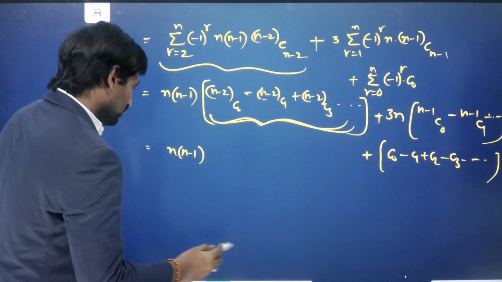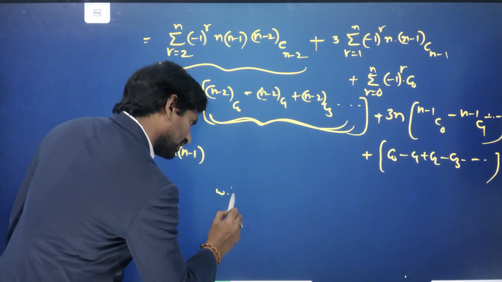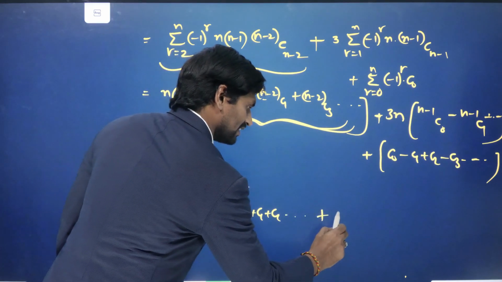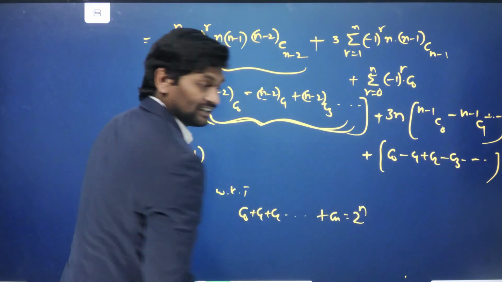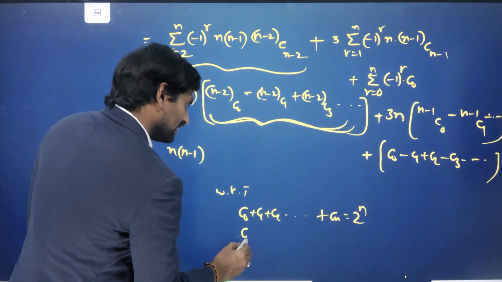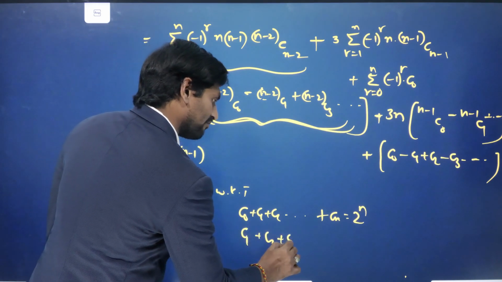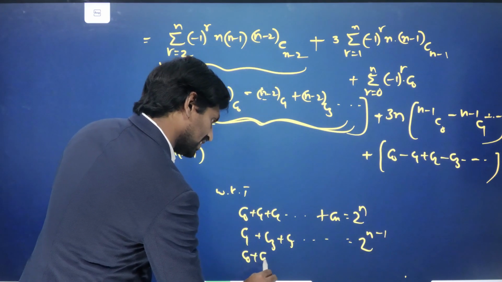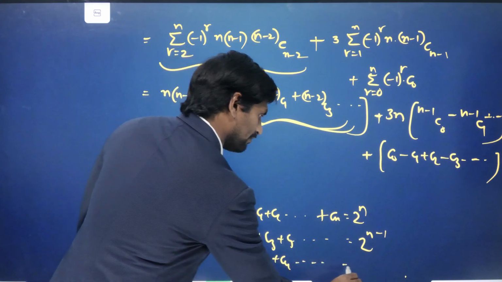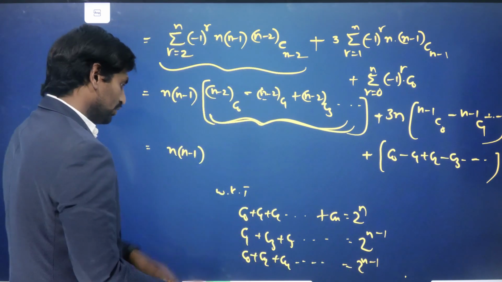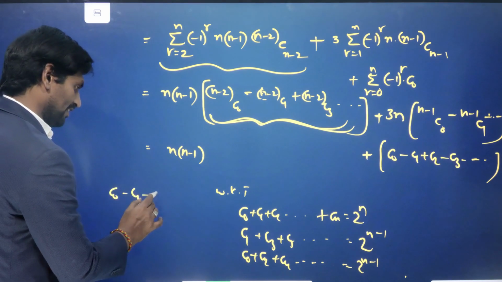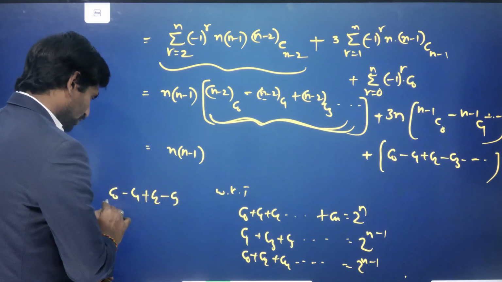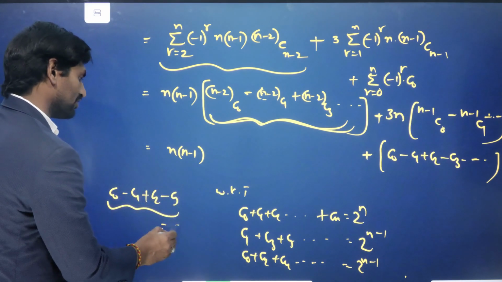Okay? We know sum of all coefficients, that means C naught, C1, C2 and so on like this, Cn, we can write 2 power n. But C1, C3, C5 and so on like this is 2 power n minus 1, and same way C0, C2, C4 and so on will be 2 power n minus 1. But all together like C0 minus C1 plus C2 minus C3, that means sum of all together with the different symbols we are taking is equals to 0.